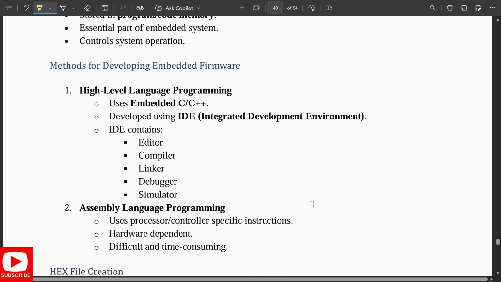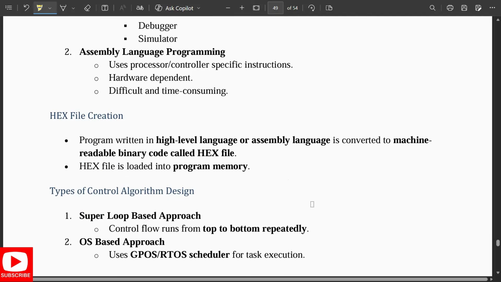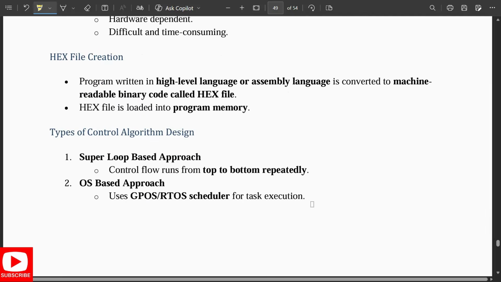Then what is assembly language programming? It uses processor and controller specific instructions, but it is hardware dependent and difficult and time consuming. A HEX file will be created once we write a program in a high-level language or in assembly language, that is converted to machine readable binary code. So that file is called a HEX file, that is loaded into my program memory.